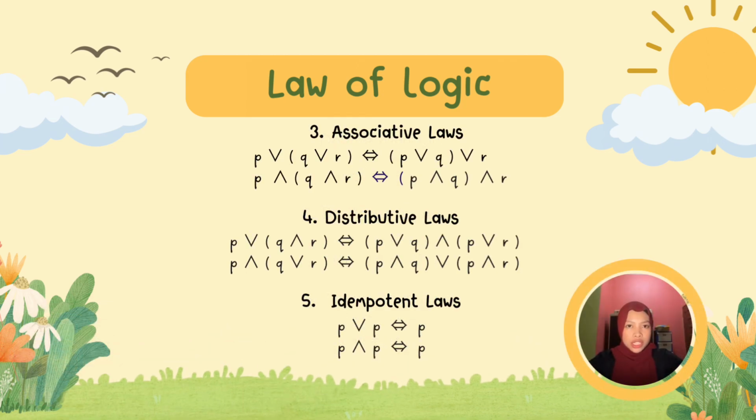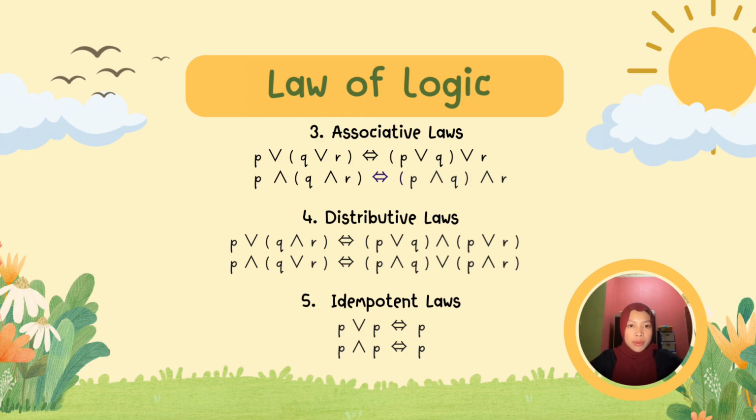Next, we will talk about associative laws. These laws explain that we can rearrange logical statements if the symbol is the same. For example, P or bracket Q or R is equivalent to bracket P or Q or R. Similarly, P and bracket Q and R is equivalent to bracket P and Q and R. Next, distributive law. This one is like expanding brackets in algebra and only happens when the statement has different symbols. For example, P or bracket Q and R expands into bracket P or Q and bracket P or R. Similarly, P and bracket Q or R expands into bracket P and Q or bracket P and R.